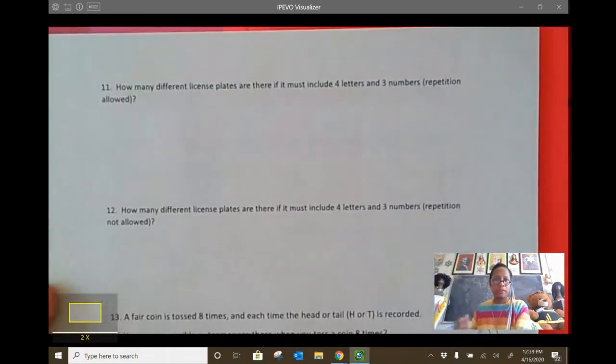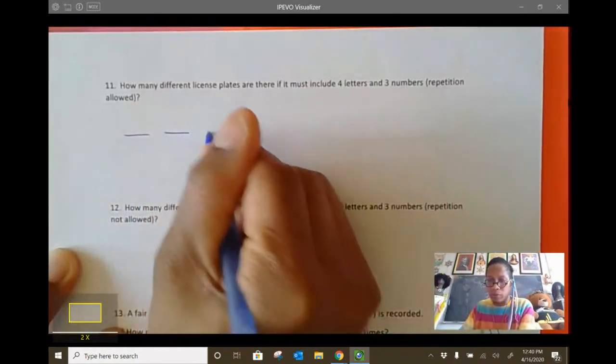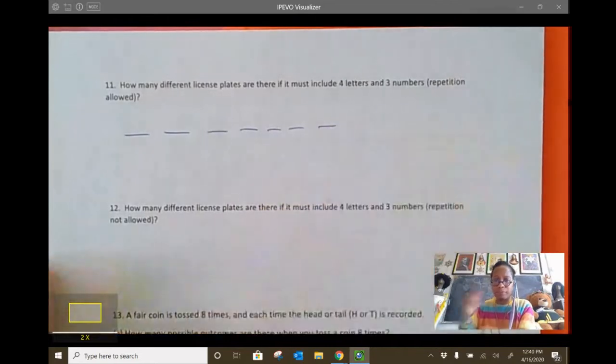So, license plates. How many different license plates are there? If it must include 4 letters and 3 numbers, repetition is allowed. Slots. We draw slots always for this problem. So we have 7 slots, right? 1, 2, 3, 4, 5, 6, 7.